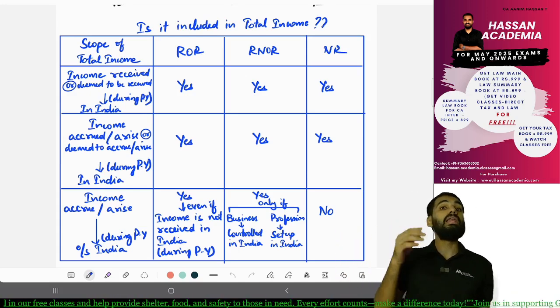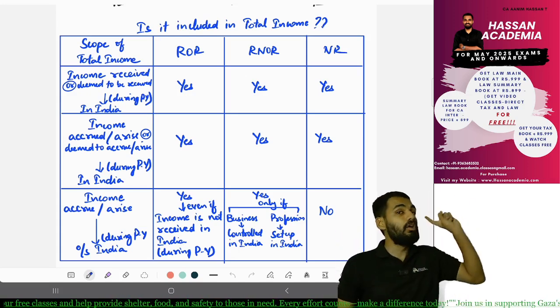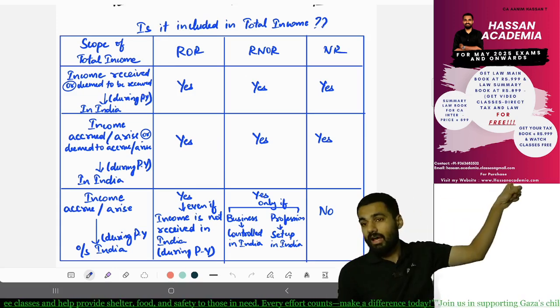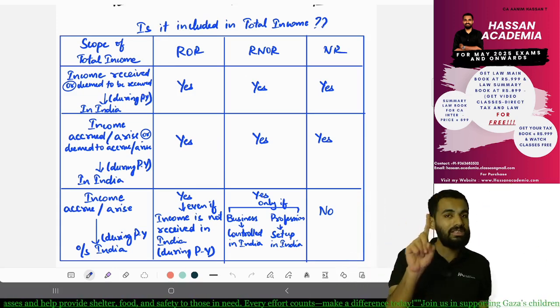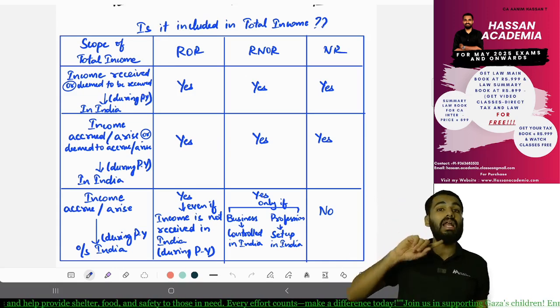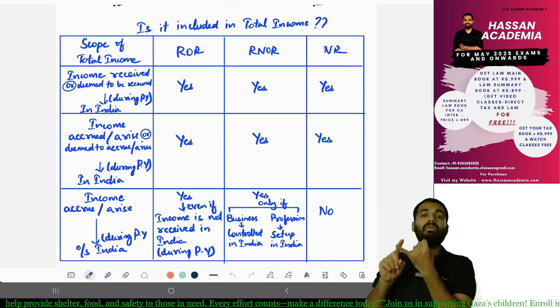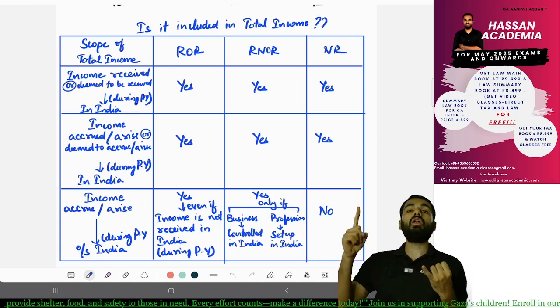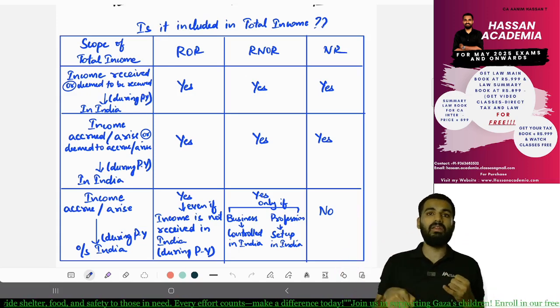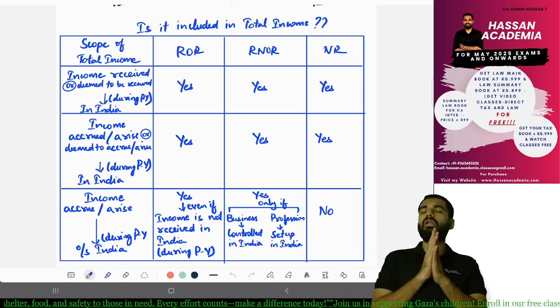in the total income. Income accruing or arising during the previous year outside India: if it is an ROR, yes. If it is an RNOR, then only if the business is controlled in India or the profession is set up in India, yes. Non-resident, no.